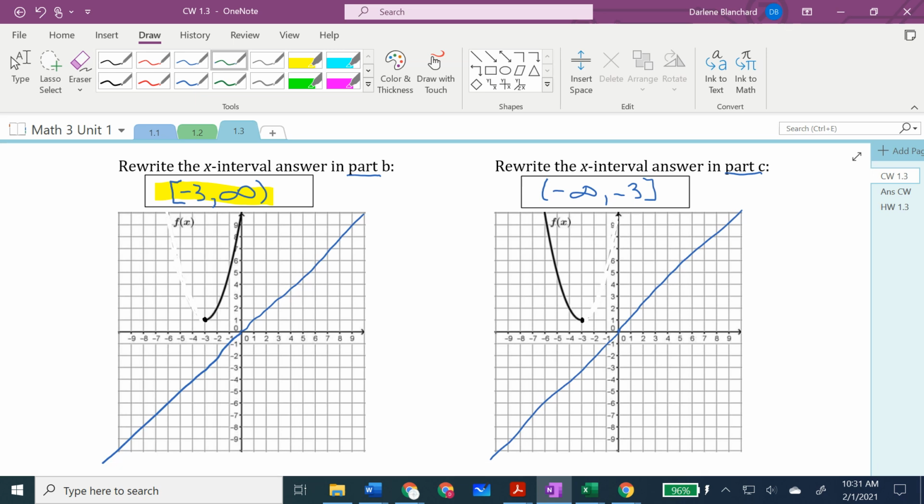Now, I have a point -3 for x, 1 for y. And there goes the rest of that neighborhood. I am going to plot the point with these reversed. So I'm going to plot the point 1, -3.